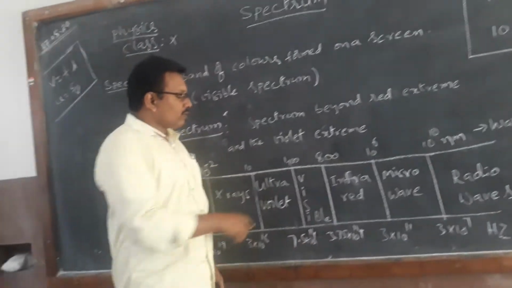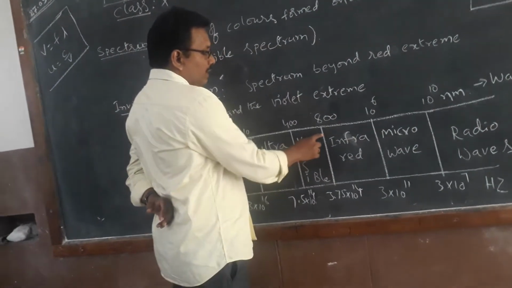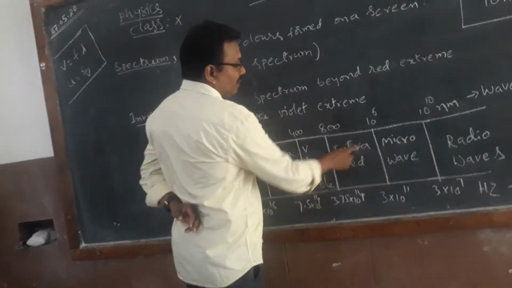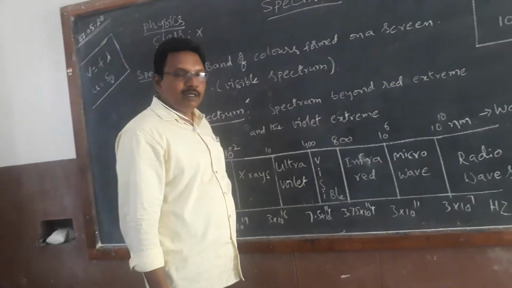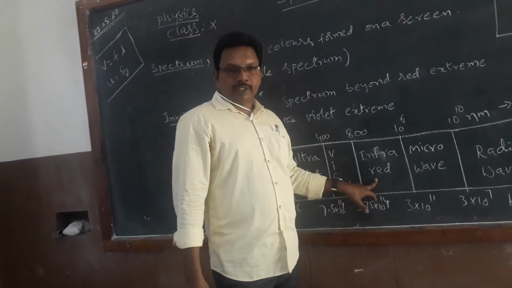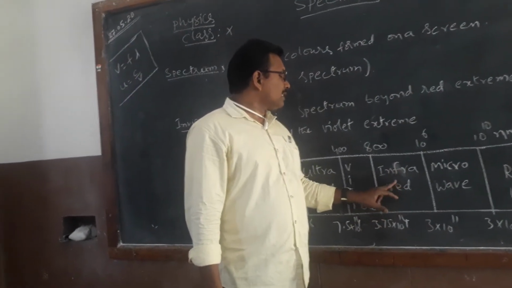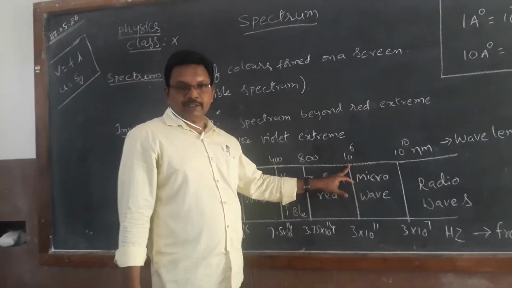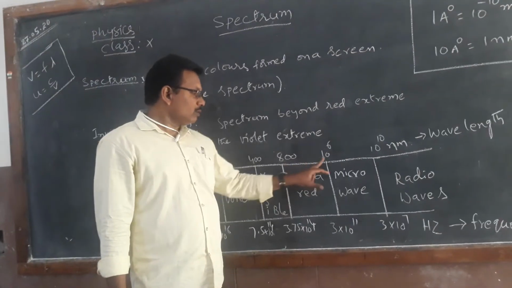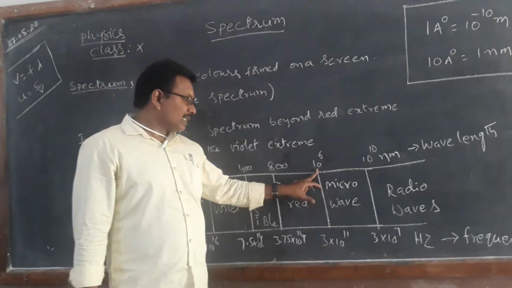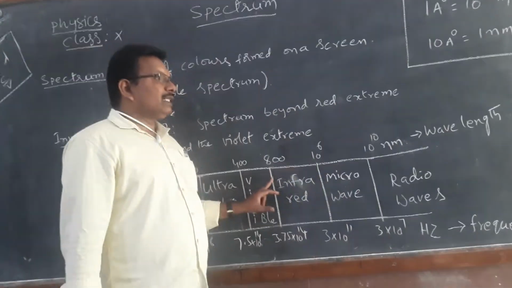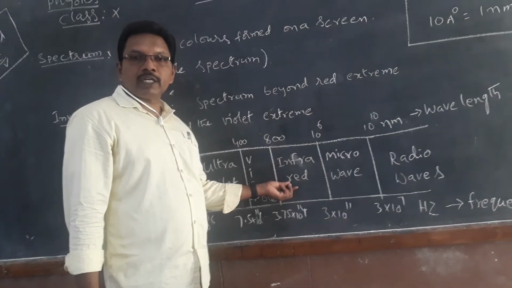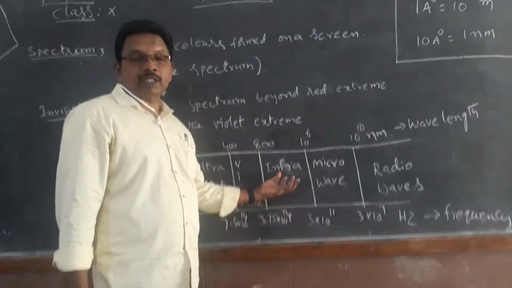Above visible, that means above red, that radiation is called infrared. What is that radiation called? Infrared waves. The wavelength region is 800 nanometers to 10 power 6 nanometers. That radiation is called infrared radiation. This part we cannot see with our eyes.